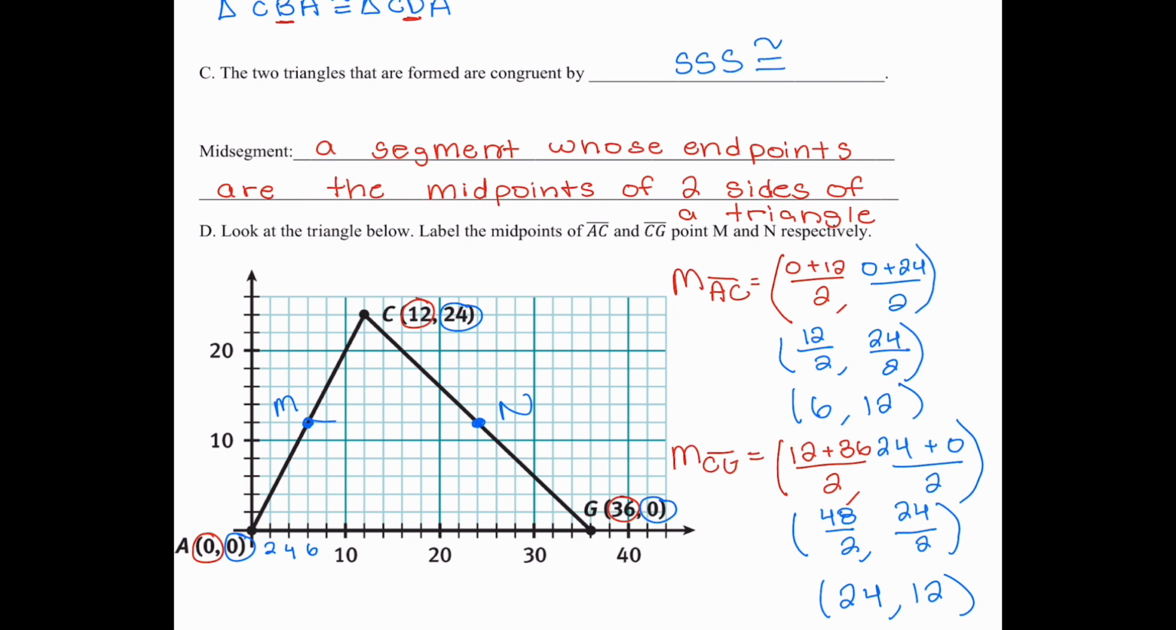If I draw a line between those two midpoints, that is my midsegment. A midsegment is a segment whose endpoints are the midpoints of two sides of a triangle. So we found the midpoint of two sides of a triangle and connected them, and that is my midsegment. Now we're going to look at why midsegments are special.